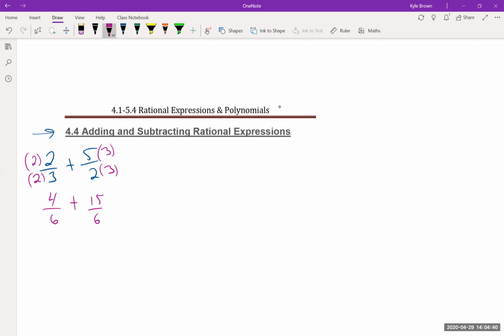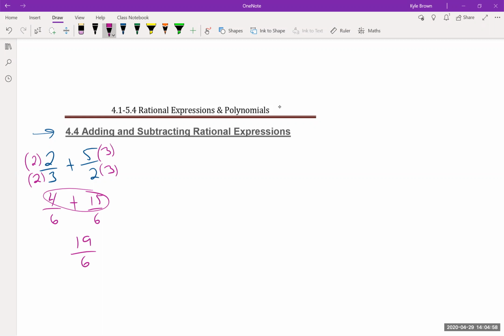And at this point, if you remember, the last step was we just add the tops or subtract the tops. If we were subtracting, that's all that would change. You just change that to subtraction. And then the denominator stays the same. So this would just be 4 plus 15, so 19 over 6, right?